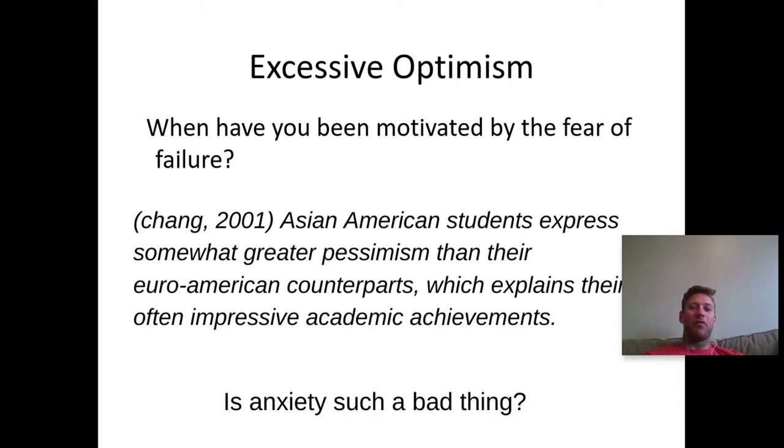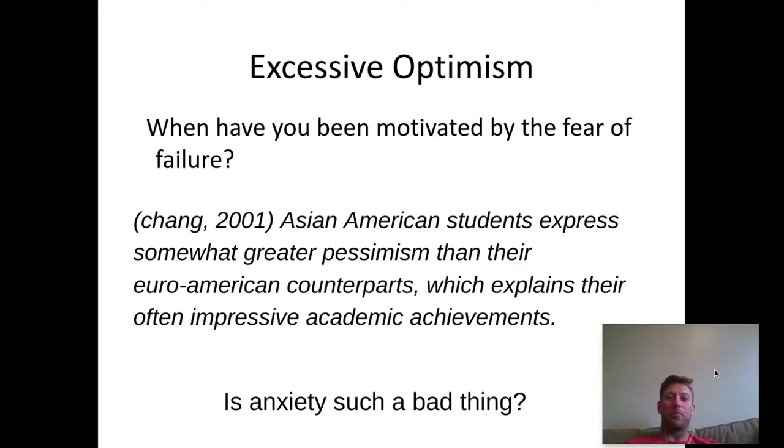All right. And when we talk about excessive optimism, this is actually from your textbook. The idea of when you are too optimistic, you end up being less successful. For example, people who are less optimistic and have a more pessimistic view might work harder. That is a little counterintuitive. But one of the examples from your book talks about Asian Americans expressing greater pessimism than their Euro-American counterparts. And because of that pessimism, that they don't think they can be successful, that actually causes them to work harder because of cultural norms that they have.